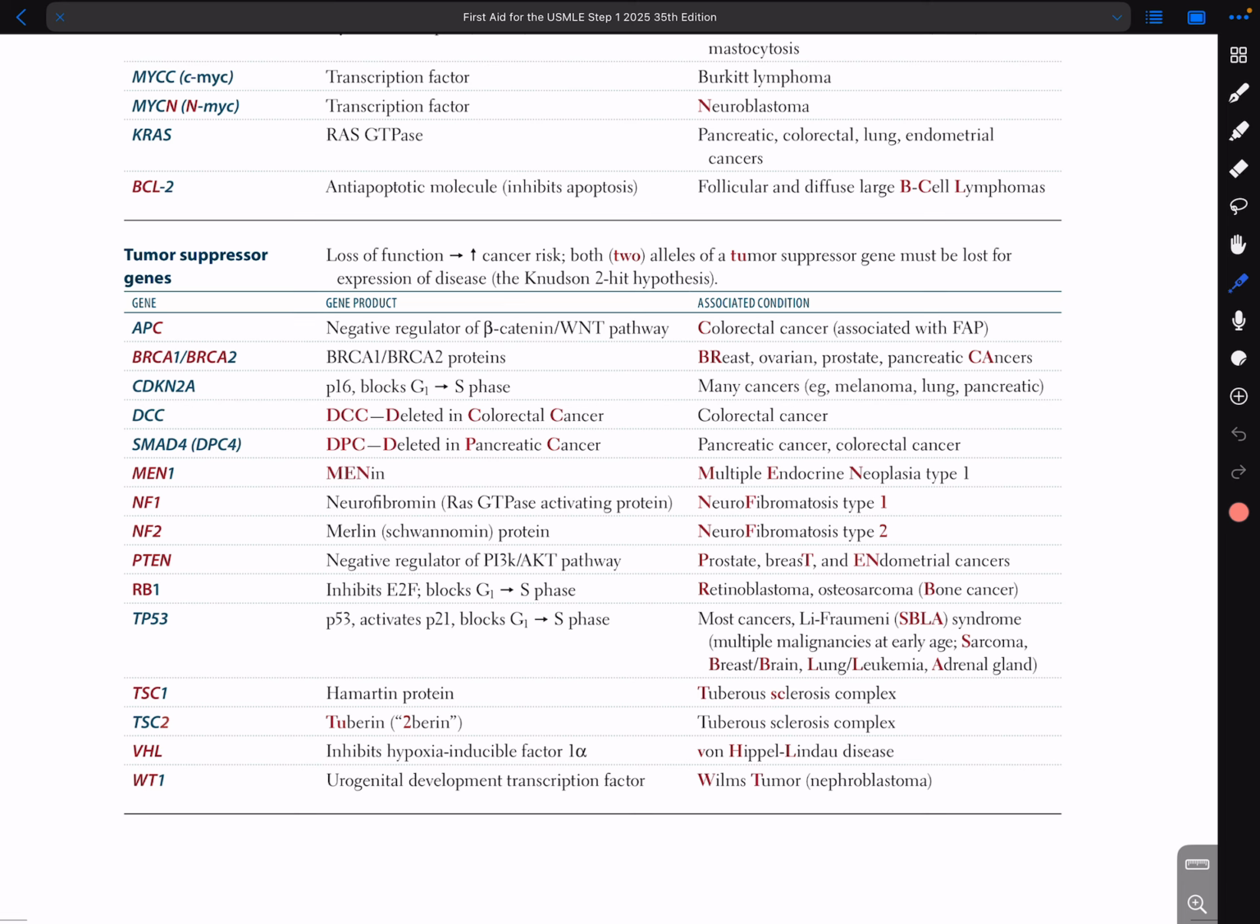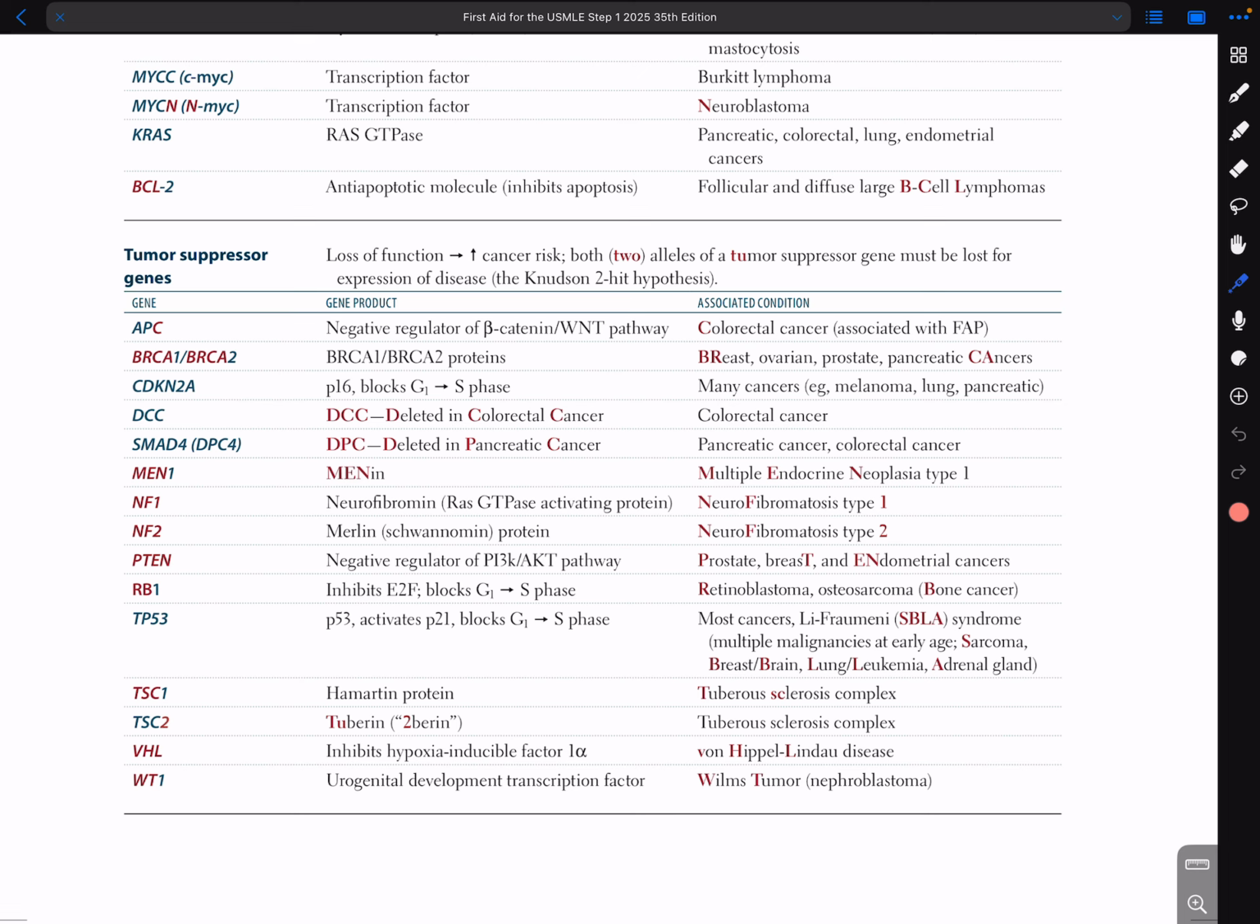Next is DCC, deleted in colorectal cancer, and therefore the associated condition is colorectal cancer.